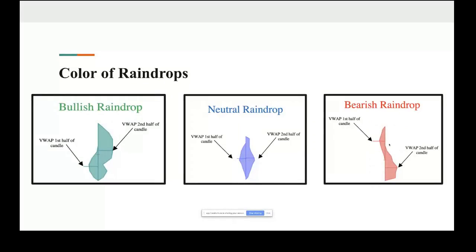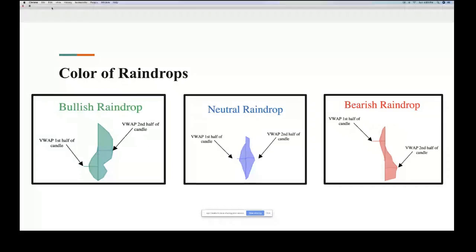Bearish raindrop is the opposite of a green, when the second half of the period's VWAP is lower than the first, and you can really see that volume flowing down throughout the second half of the period, creating new lows here. So for me, this is really more about where to anchor. I just wanted to give you guys a little bit of background on how these raindrops work.